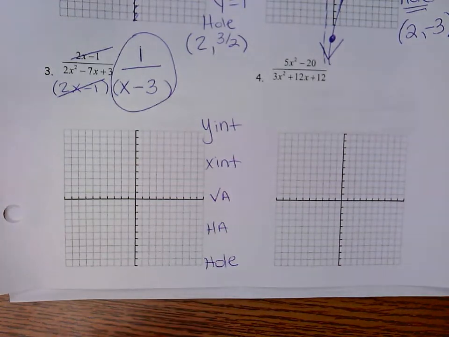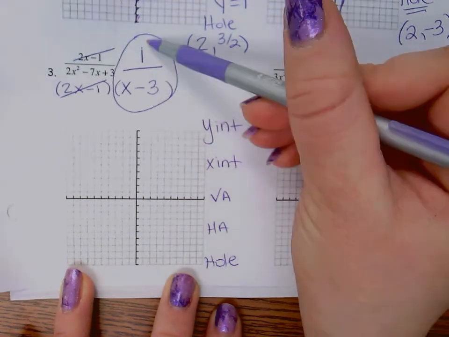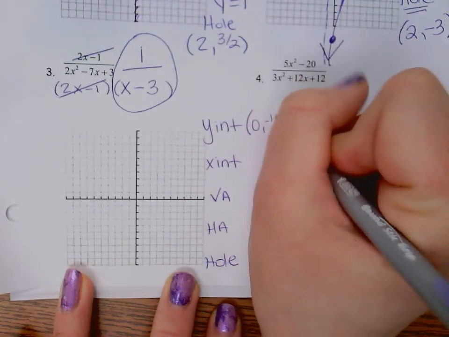Answers to, let's see. So your y-intercept should have been at negative 1/3, right? 0, negative 1/3 is right here.